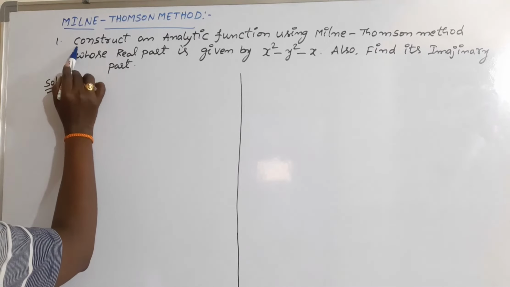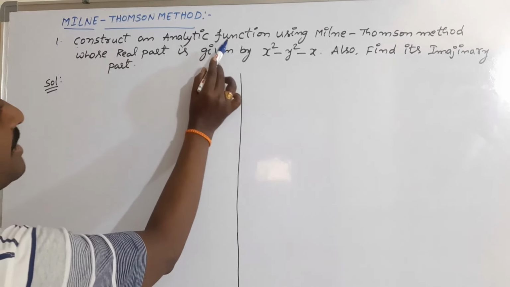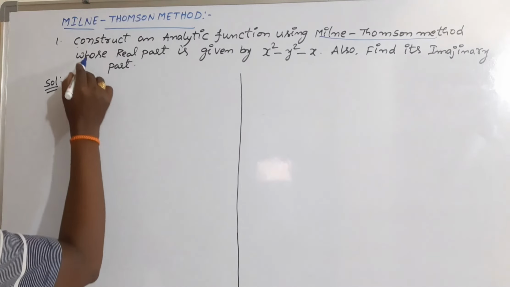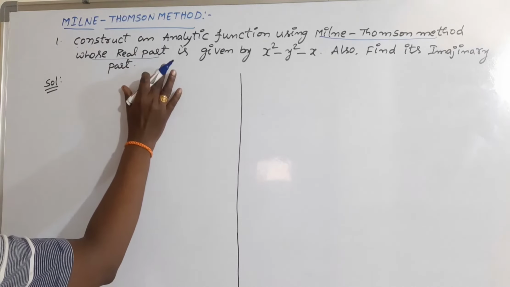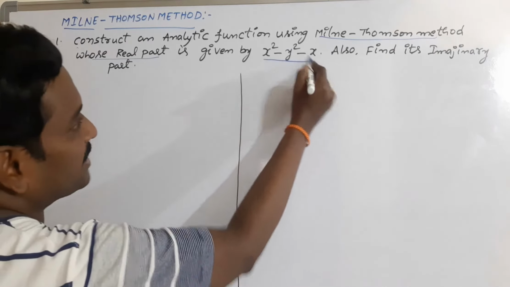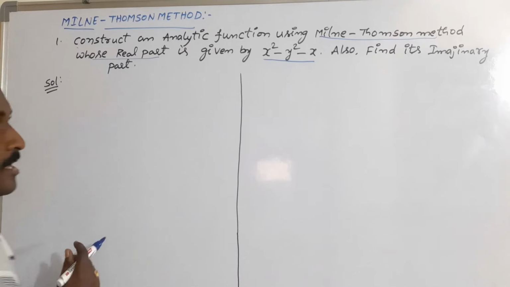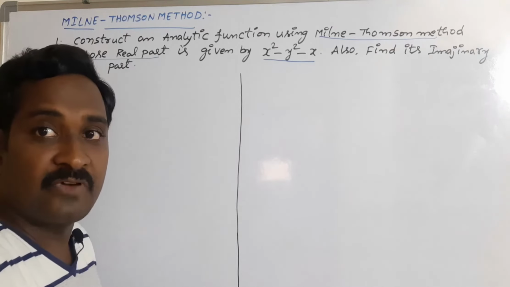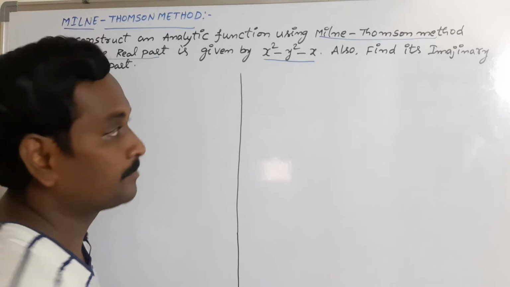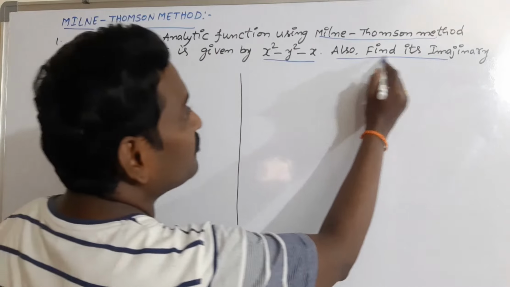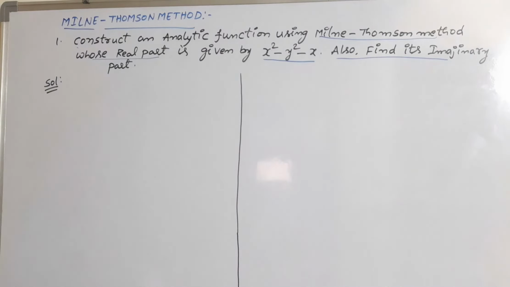So, construct an analytic function using Milne-Thomson method whose real part is provided to you, which is x square minus y square minus x. Everybody knows that the real part and imaginary part of an analytic function are in terms of x and y. After constructing the analytic function, we have to find its imaginary part also. This is the statement of the given problem.